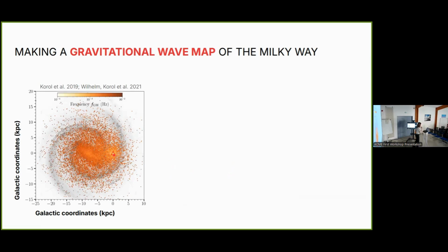And let me now overplot LISA detectable binaries here, color-coded by frequency. And this is one of my favorite plots because you can really see that we can use these binaries to trace the structure of our galaxy. We can trace the structure not only in the central region, where electromagnetic observations struggle to see at low latitudes because of dust extinction and stellar crowding, so we can really look through the galactic disk, but also map the other side of the galaxy, which is even harder to do with electromagnetic observations.